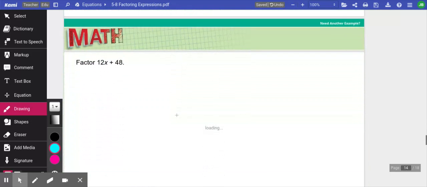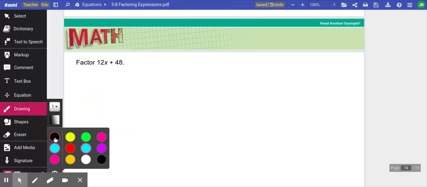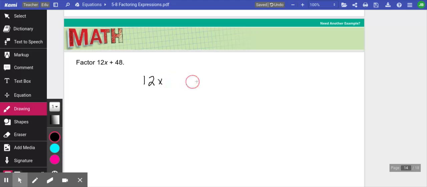So let's try a different problem here. Sorry, I keep making these stray marks. My notepad is very sensitive today. So we have our 12x plus 48, and we want to factor this.